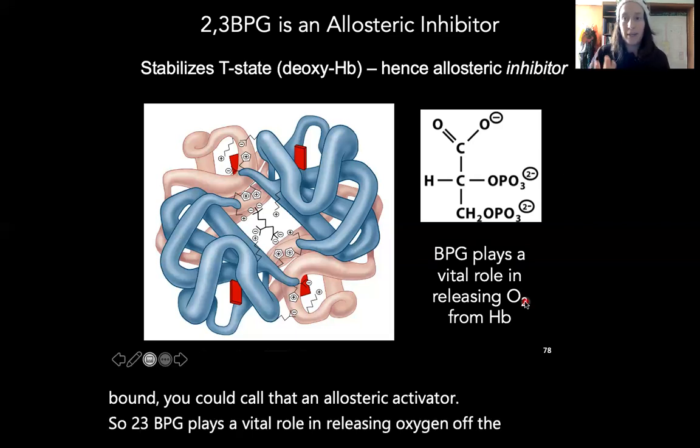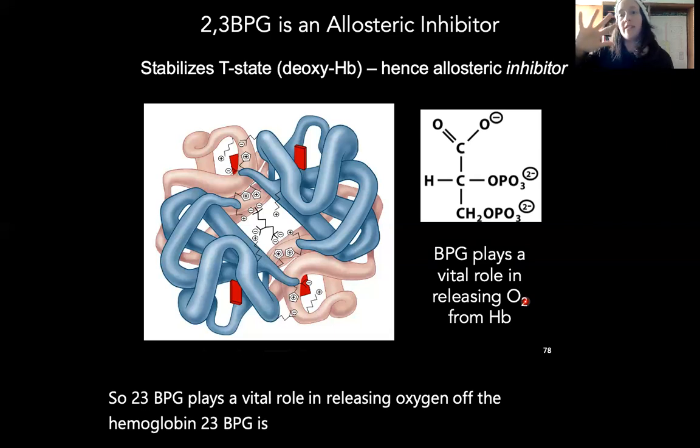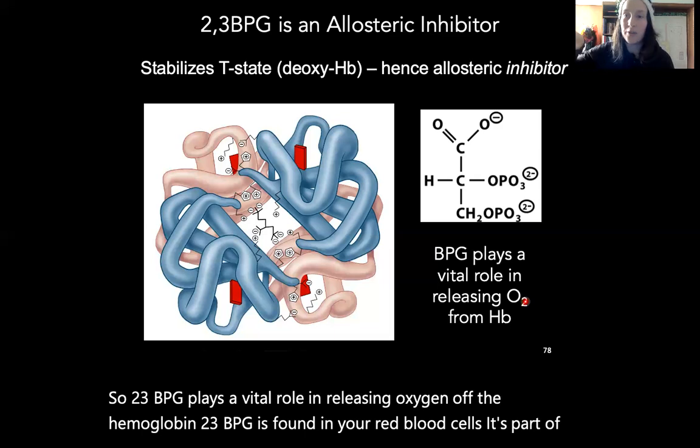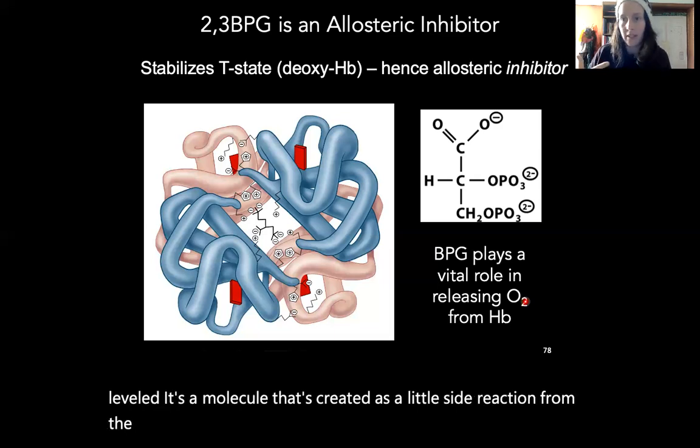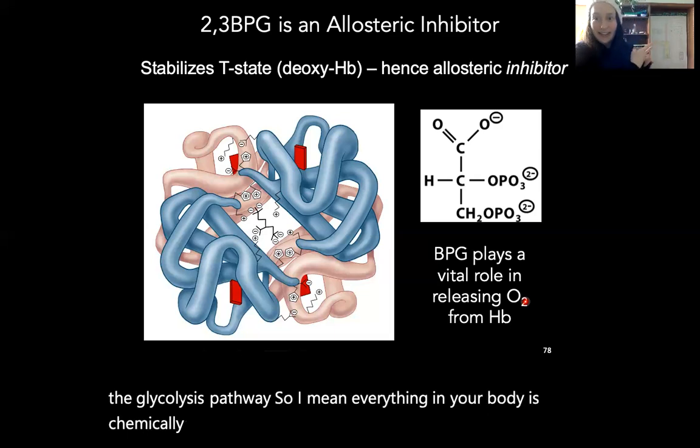Okay, 2,3-BPG is found in your red blood cells. It's a molecule that's created as a little side reaction from the glycolysis pathway. So everything in your body is chemically related. I've got this big picture back here. Those are all the metabolic pathways.